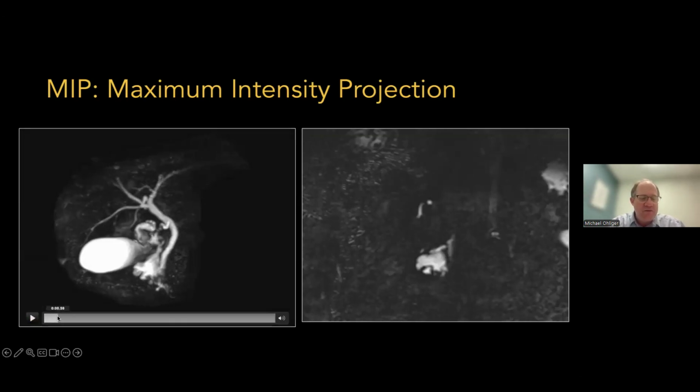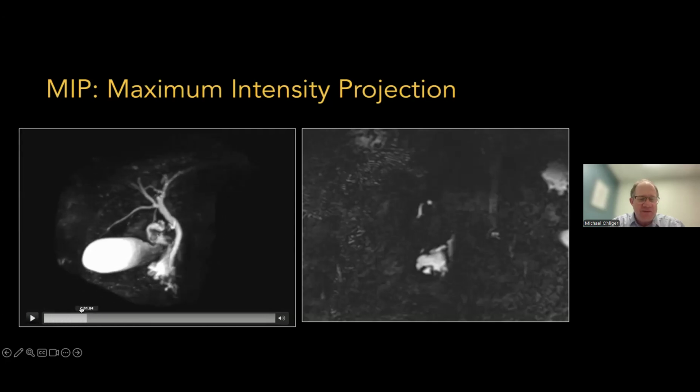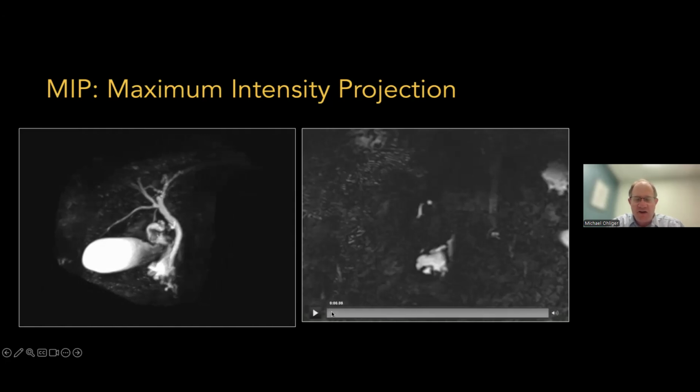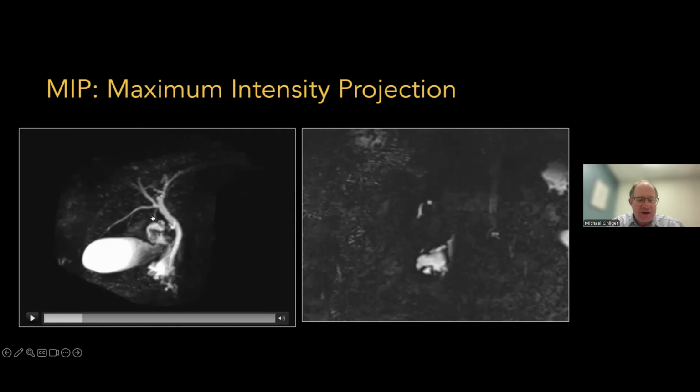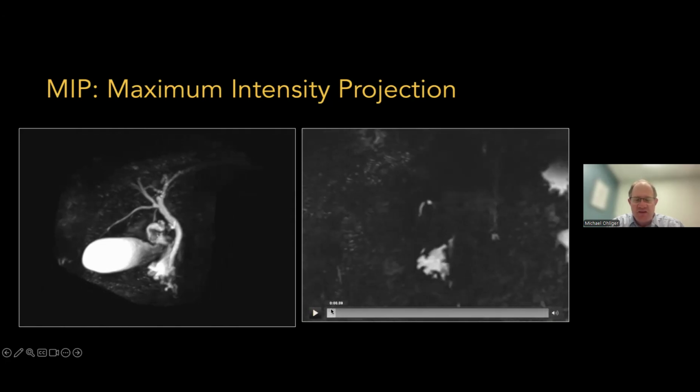Now, one of the pitfalls of this is that we have these MIPs. They're actually really quite beautiful, and they're great for talks. You can see the common bile duct, the cystic duct, the branching of the biliary tree, all this stuff. There's actually a duodenal diverticulum there. But because you've averaged through them, you can miss very small stones.